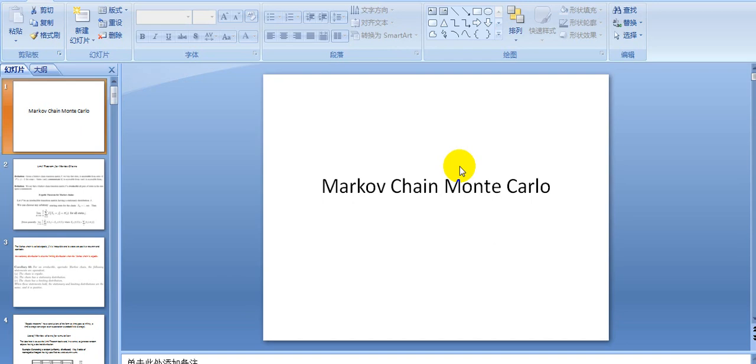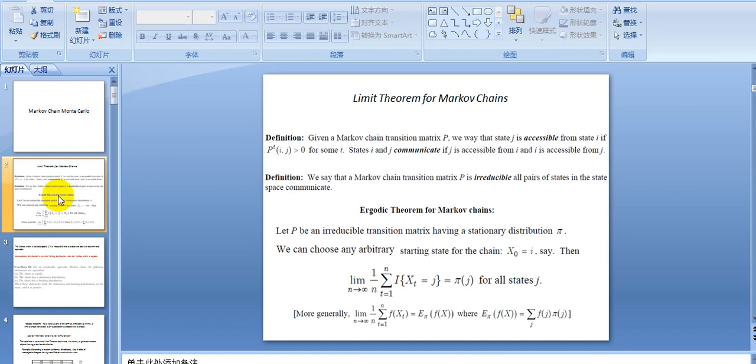Now let's talk about the Markov chain Monte Carlo. I hope you still remember what we learned about the Markov chain, right? Okay, here is the limit theorem for Markov chains. That's the main theorem we're going to need for our MCMC, Markov chain Monte Carlo.